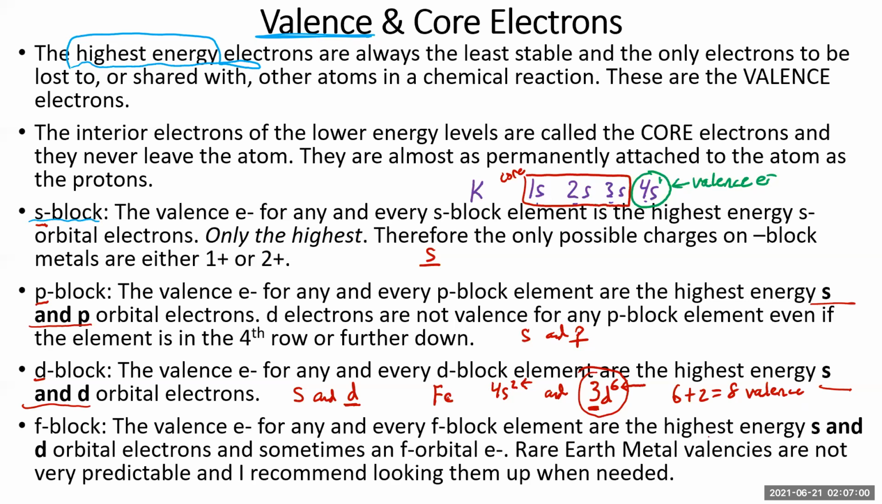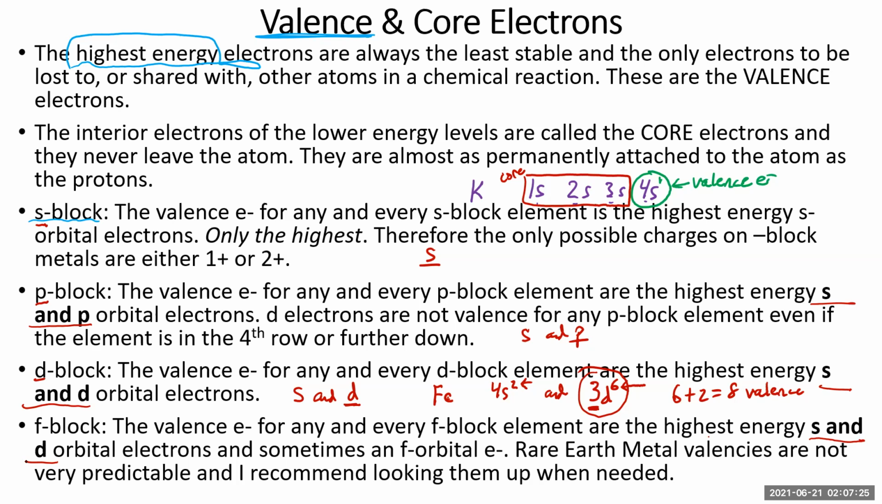And the F block is actually a little bit unusual. The valence electrons for the F block are the s and d orbitals. Again, you might ask, well, what about the f orbitals? The f orbitals may or may not be involved. It's actually not very predictable. Different F block elements will have different sorts of valencies, meaning they'll give up different energy level electrons. It's not a predictable rule.